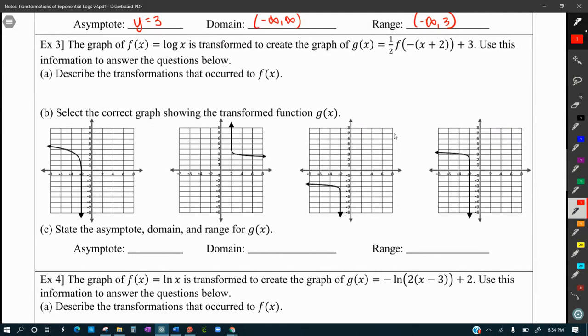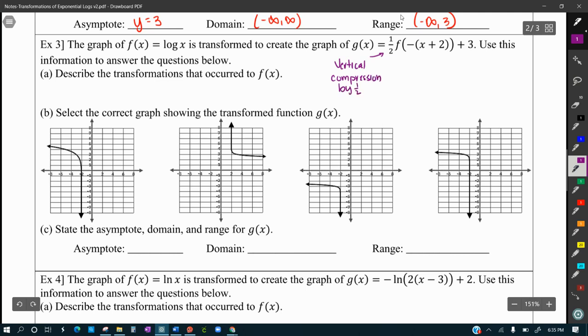So the graph of f of x equals the logarithm of x is transformed to create g of x equals 1/2 f of negative x plus 2 plus 3. So letter A, describe the transformations. So far this is no different than exponentials. This is still my A, and because it is less than 1, we have a vertical compression by 1/2. This is the one that stays the same.